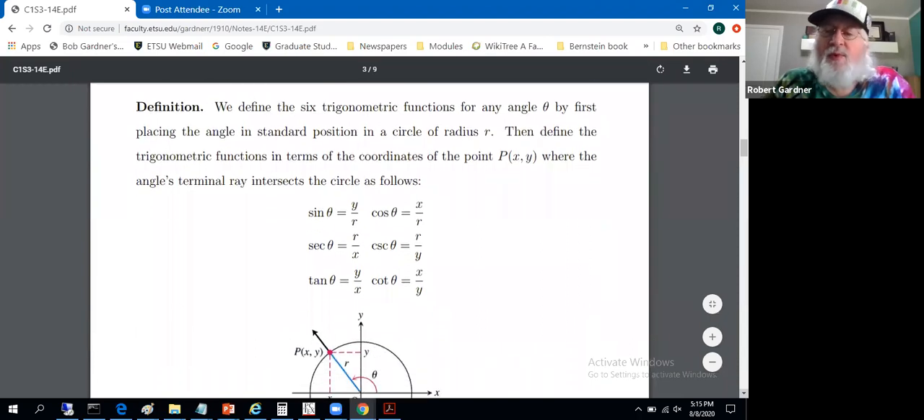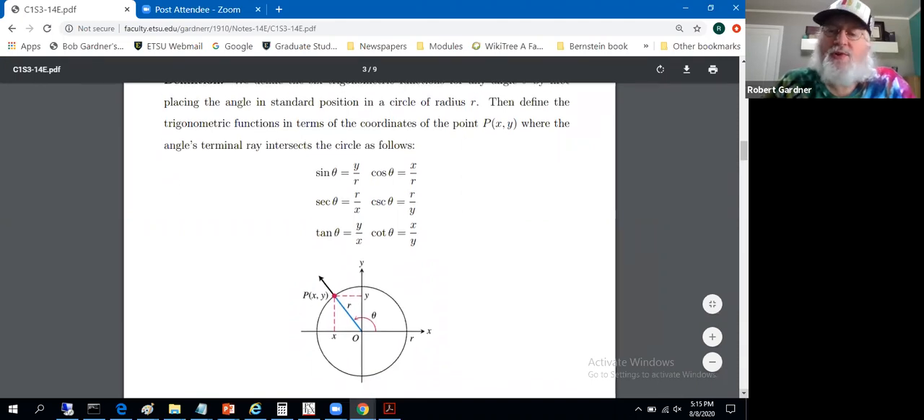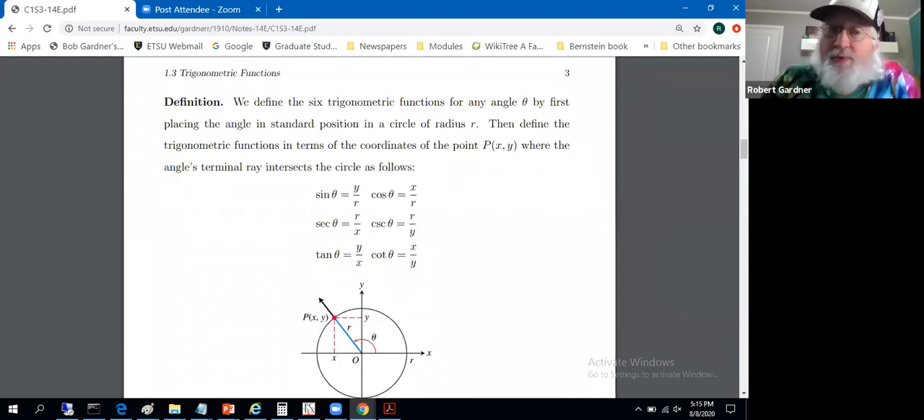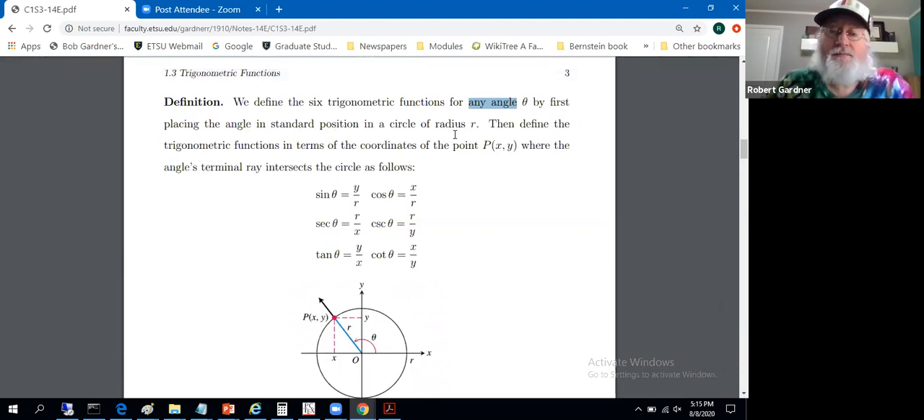We've got a little problem with what we just did. That was only good for acute angles, and we need the trig functions to be defined for any angle, not just an acute angle. So we're going to define the 6 trig functions for any angle, not just an acute angle. You might want to read parenthetically there: by first placing the angle in standard position in a circle of radius r. You're used to probably doing this with the unit circle where r equals 1. Well, we can plug in r equals 1 and we'll get your way of doing it.